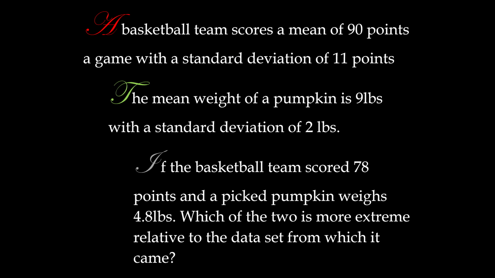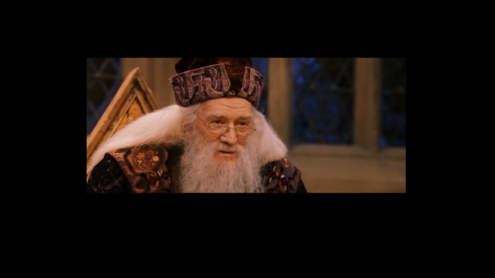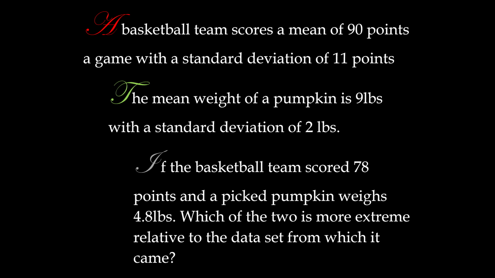Here's another example. A basketball team scores a mean of 90 points a game, with a standard deviation of 11 points. The mean weight of a pumpkin is 9 pounds with a standard deviation of 2 pounds. If the basketball team scored 50 points, 78 points, and a picked pumpkin weighs 4.8 pounds, which of the two is more extreme relative to the data set from which it came? Let's compare these two values using the z-score.